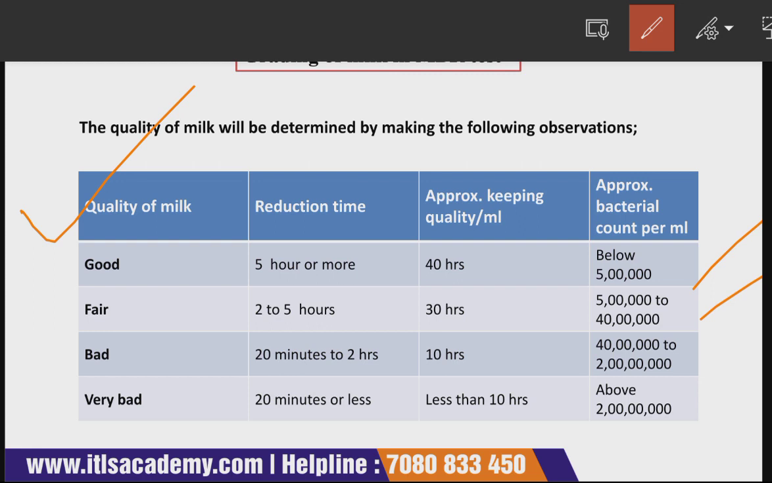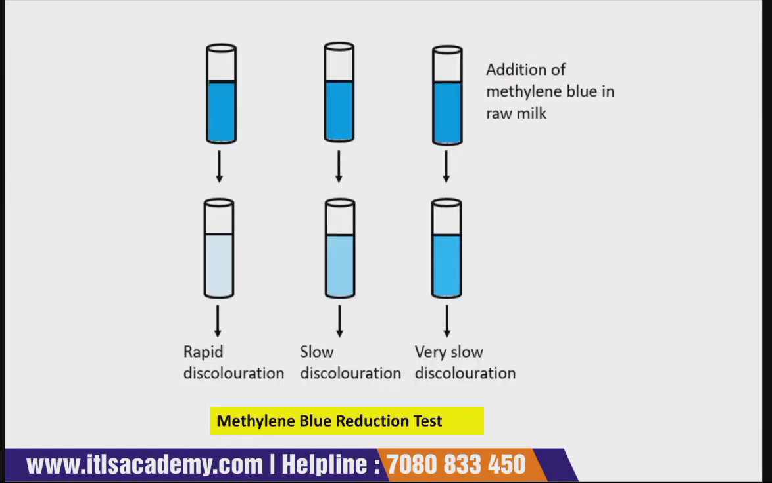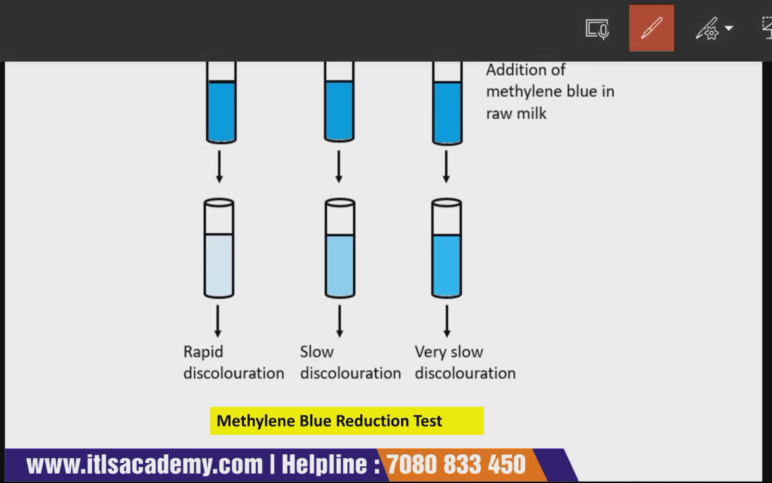Okay, so you must be aware of these things. So how is it added? Addition of methylene blue to raw milk and rapid decoloration shows like this. This is a test tube where you are adding the methylene blue to the raw milk. So this rapid decoloration shows the milk is of poor quality.